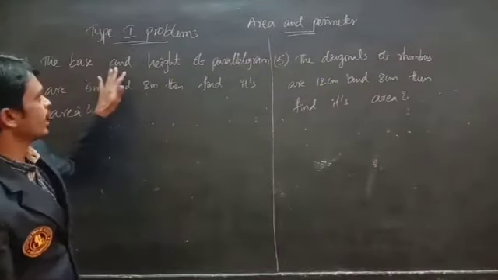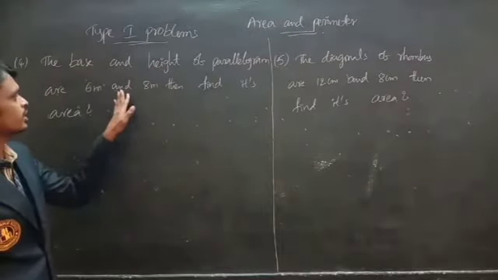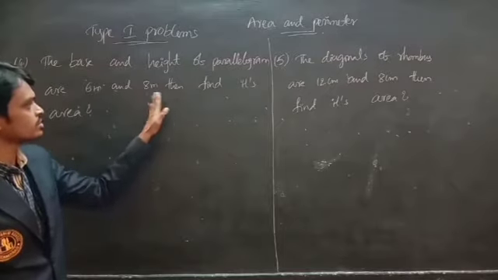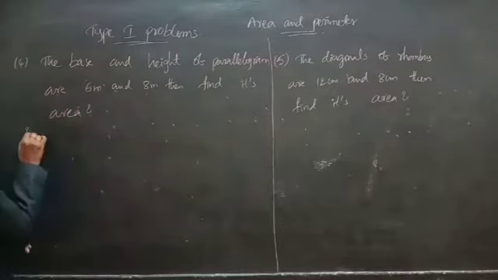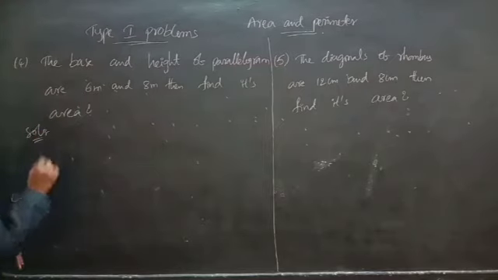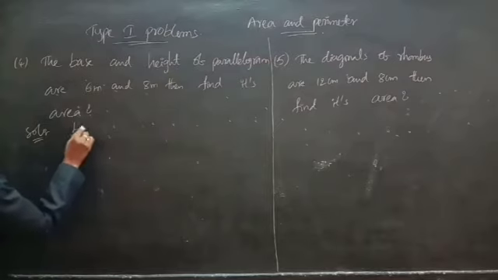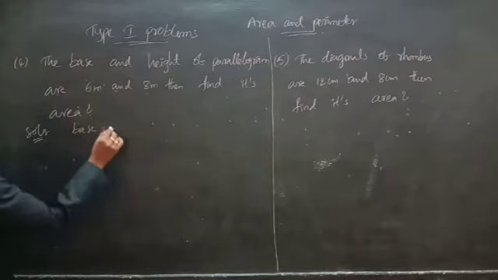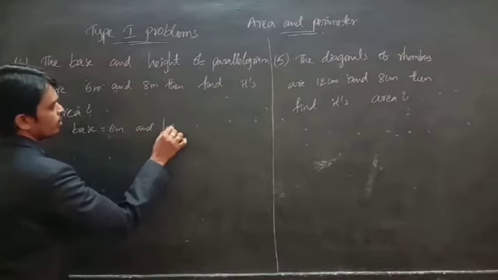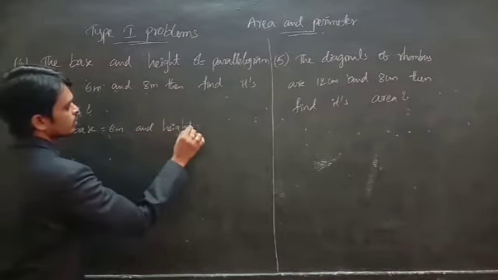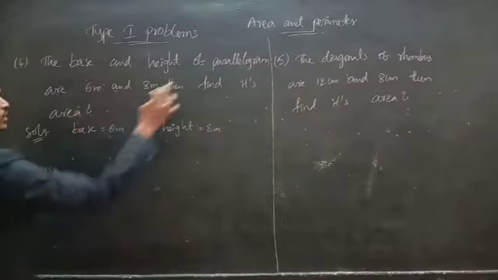The base and height of a parallelogram are 6 meters and 8 meters. Then find its area. So, solution: here base and height are given for the parallelogram. So base is 6 meters and height is given as 8 meters. Then they ask us to find its area.